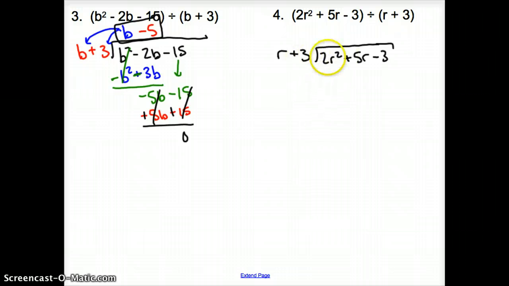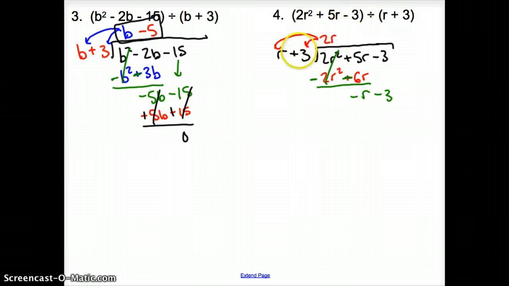So now we're dividing this by that. First step is to multiply what times r to get 2r squared? Well, we need a 2, and we need an r to get that r squared. So we take this 2r times r, so it's going to be 2r squared, and then we take the 2r times the 3. Remember to take it times the second one, so it's going to be plus 6r. Now we change the signs. So if it's minus, you change it to a plus. If it's plus, you change it to a minus. Gone. We're left with a negative r minus 3.